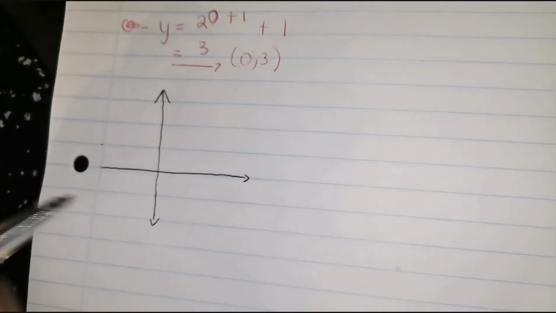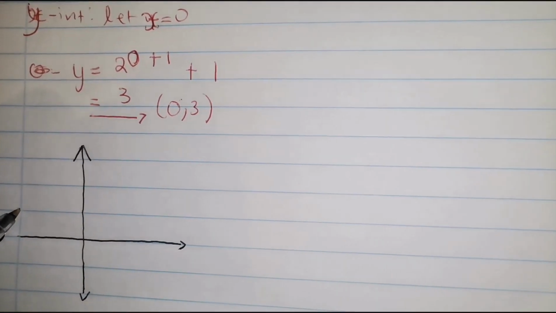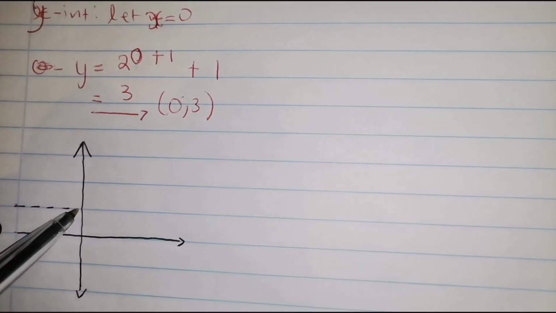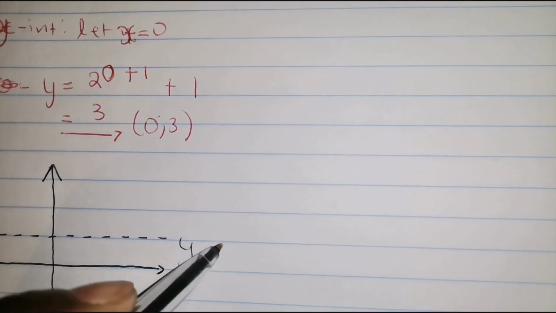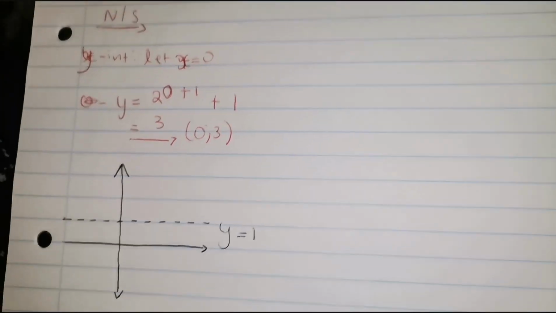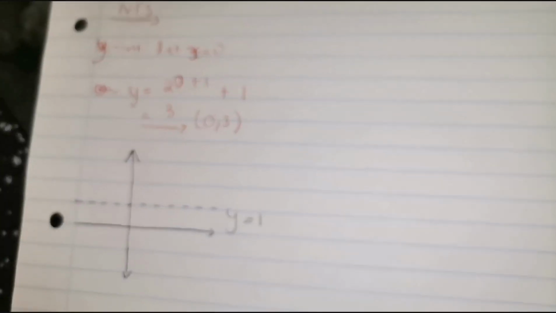What is our asymptote of this function? It is 1. That means the asymptote of this function is y equals 1. Then you are done with your asymptote. How will our graph look like? The shape of the graph.